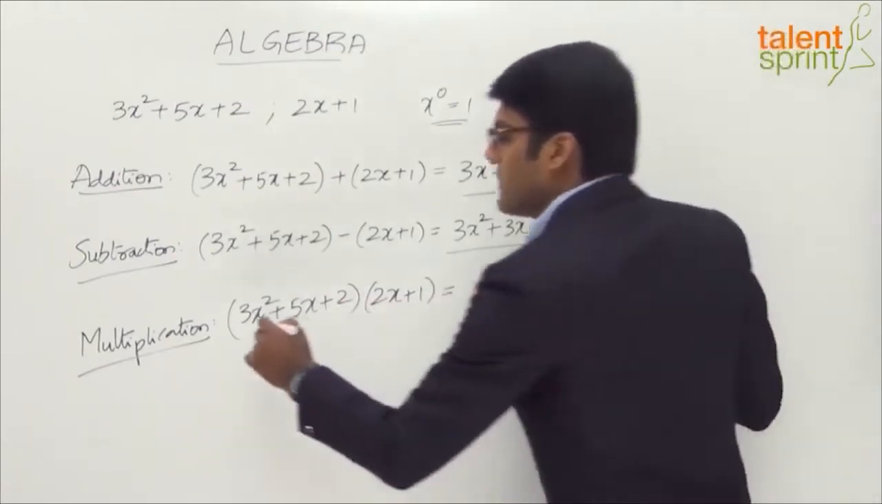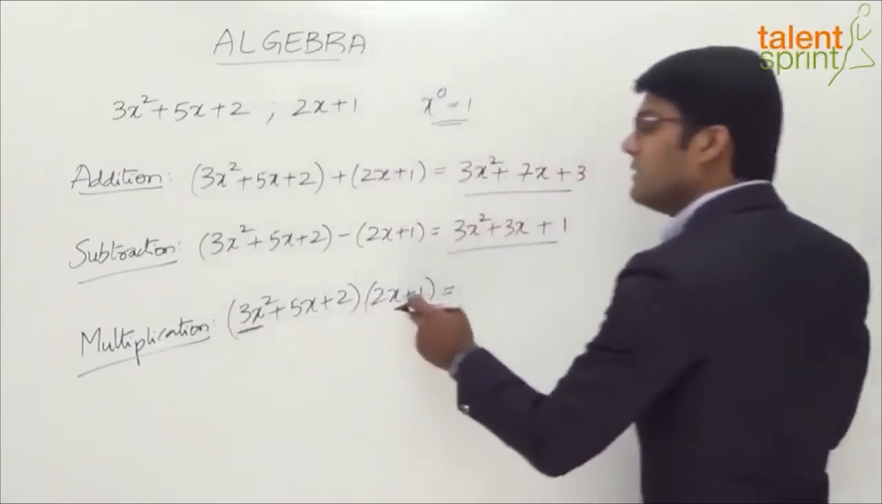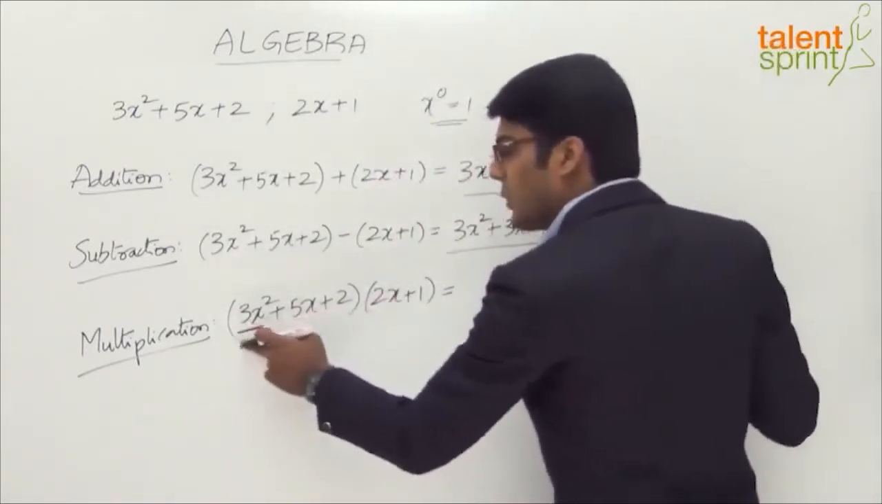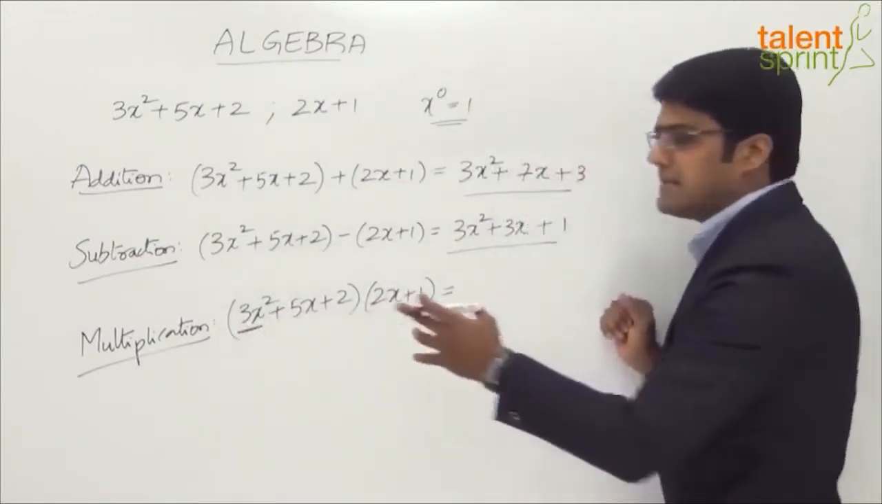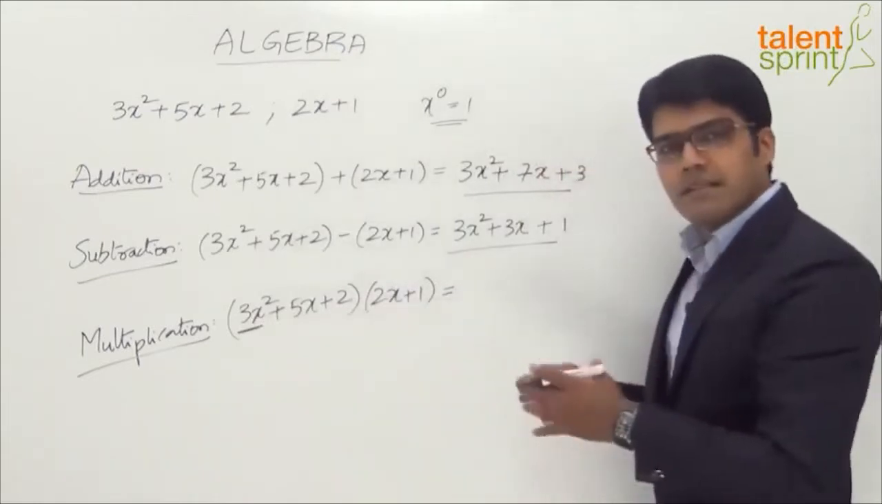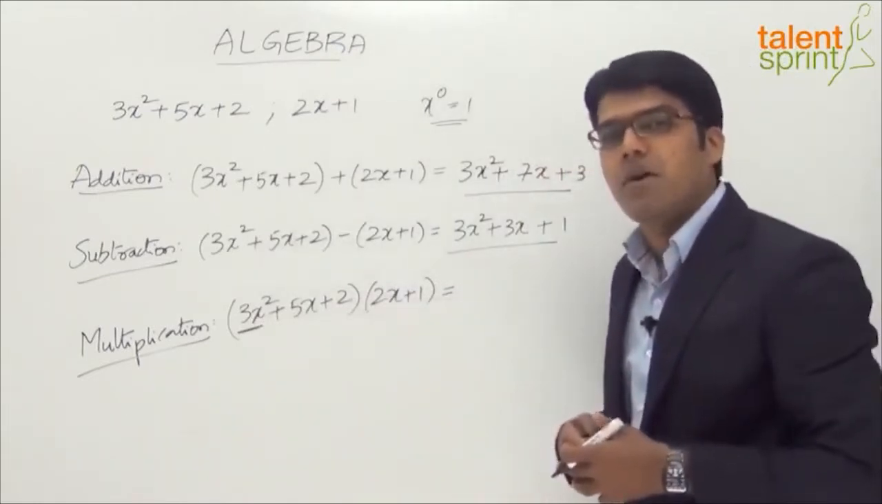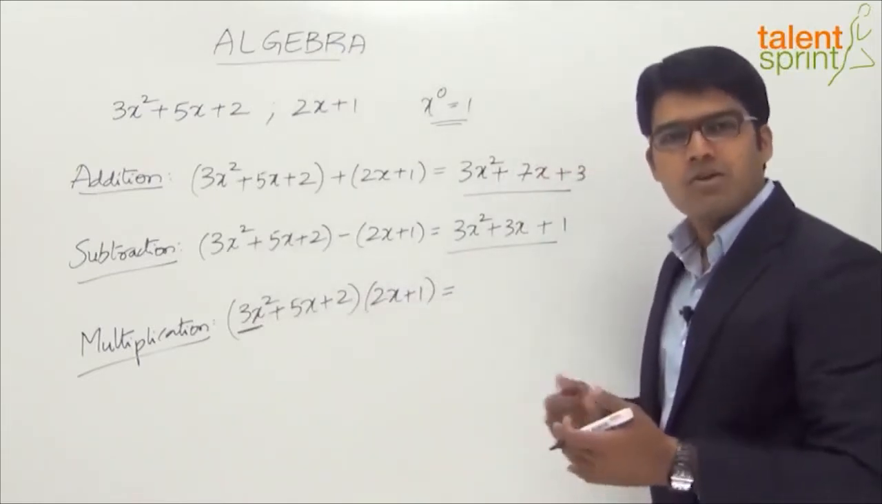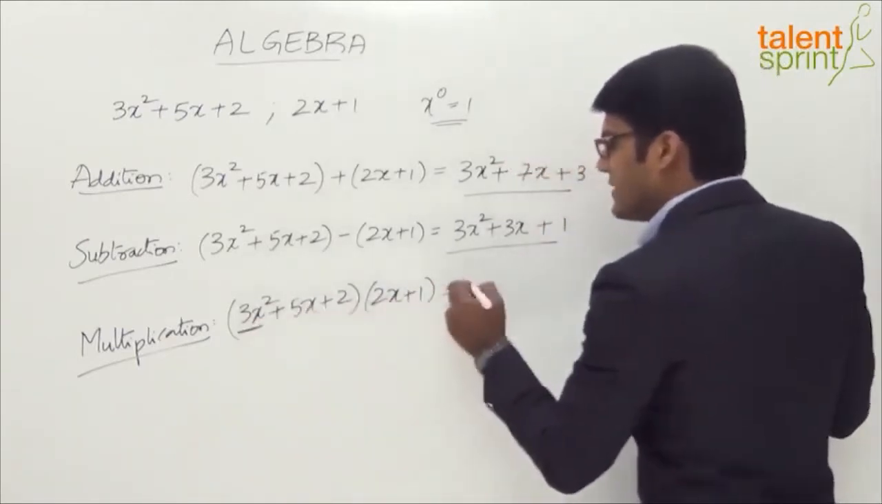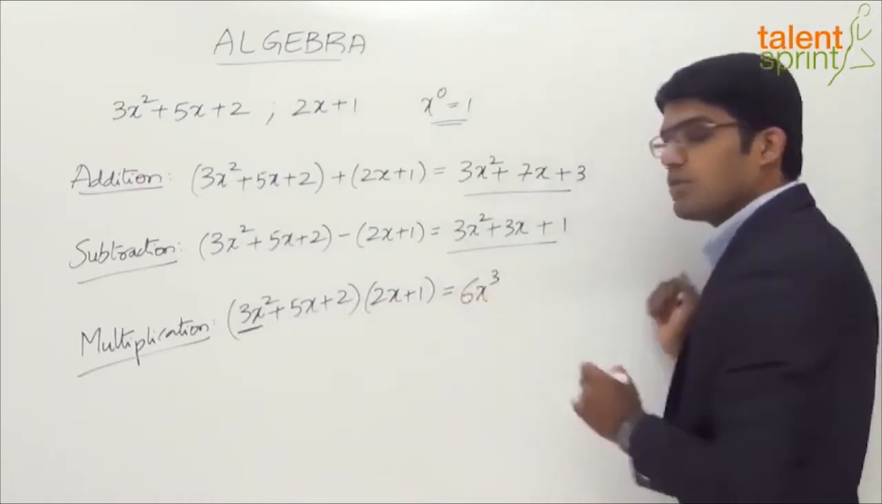Let's do that. So let's multiply 3x squared with 2x and 1. So what is 3x squared into 2x? Now this is basic algebra, right? 3 into 2 is 6. X squared into x. The bases are equal and in multiplication form, the powers have to be added, right? Laws of exponents. So 3x squared into 2x will be 6x cubed. This is going to be 6x cubed, right?